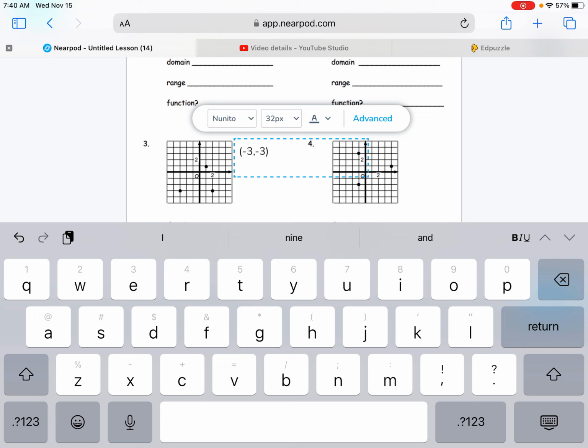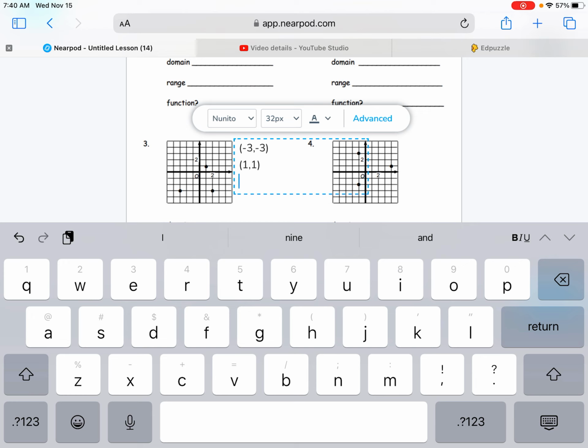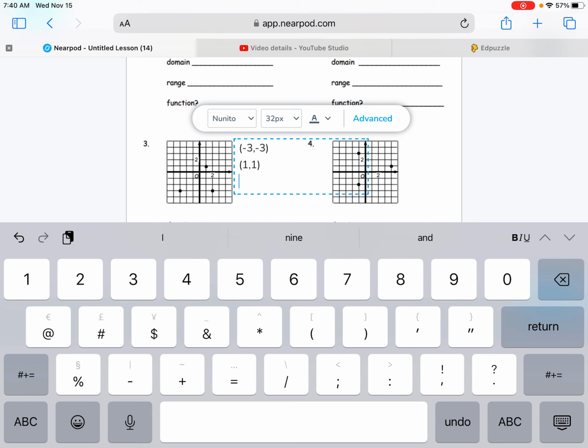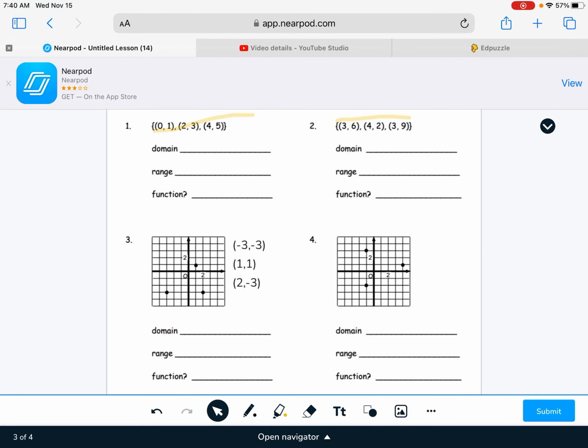I'm going to scooch over to the next one over. I'm going to see another one over there at 1, 1. And then last but not least, I'm going to see that last point at 2, -3. And I'm going to keep track of each of these points because I need to be able to refer back to them. Once I have that taken care of, I'm going to be looking for my domain and my range.